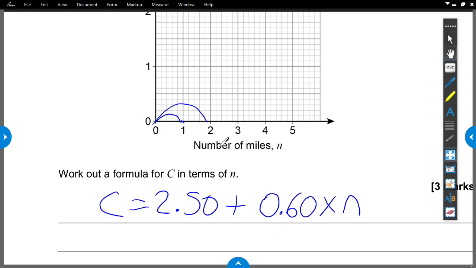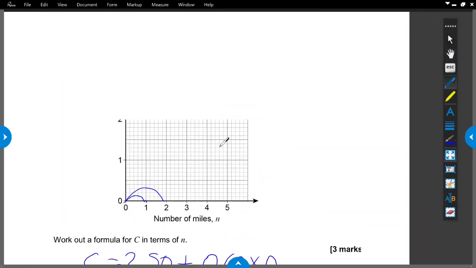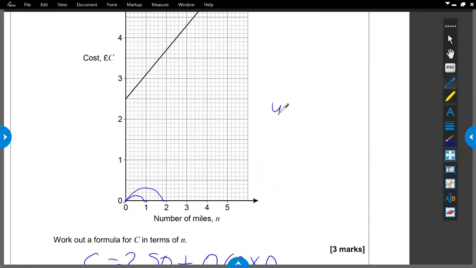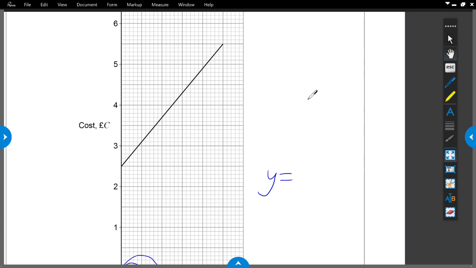If I want to do this a bit quicker, I could use my y equals mx plus c. So y is equal to the gradient. To work out the gradient, we want to do up divided by across. We have 2 convenient points here. You can see that we've gone from 2.5 up to 5.5. So that's gone up by 3.